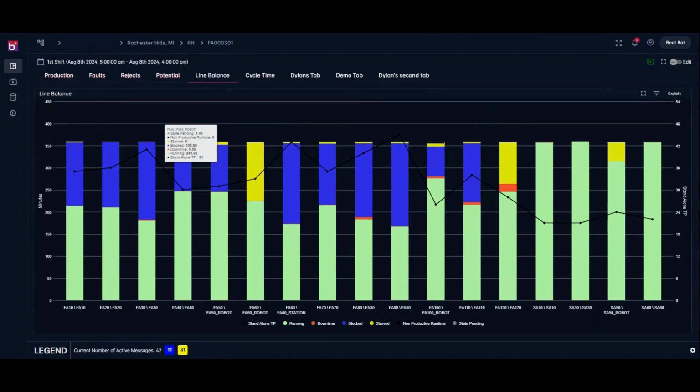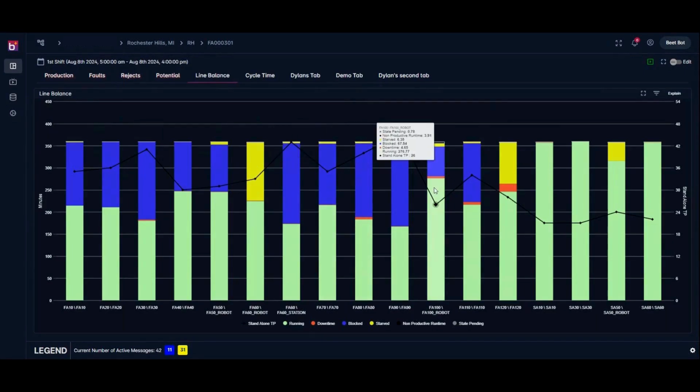If you see a lot of blocked or starved time on one of these bars, that means that station's sitting idle, waiting for its neighbors to do their work, and that's not somewhere you would want to focus your efforts, right? So this is a pretty good starting point if you're trying to identify line balancing items or where I need to focus on making bottleneck corrective actions.